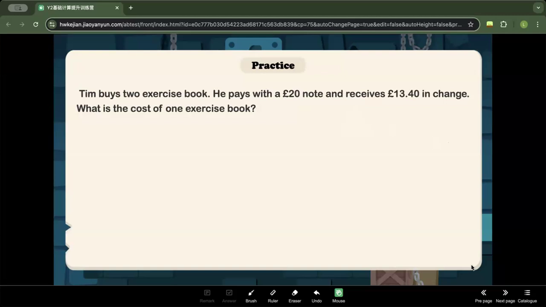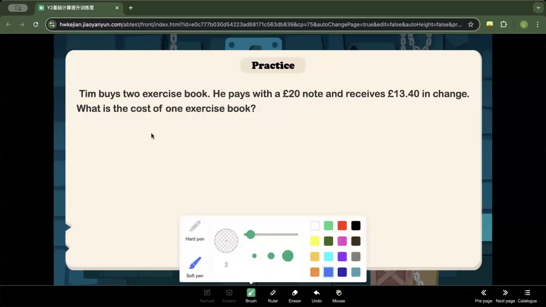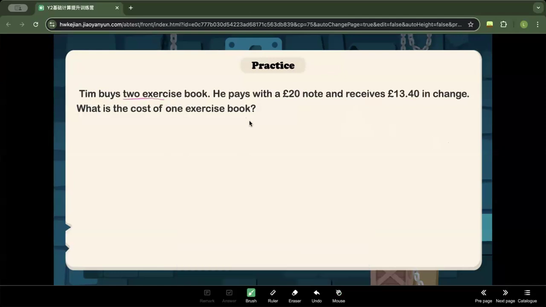So as everybody sees here, we have a word problem. The first thing we need to do with the word problem is read the question. Okay, I know some of you are very good at doing word problems, so you just try to figure out the number directly, but be careful when you have a word problem, read it first. So we have Tim buys 2 exercise books. So you got the number, circle it. He pays with a £20 note and receives £1, £13 and 40 pence in change. And what is the cost of one exercise book?